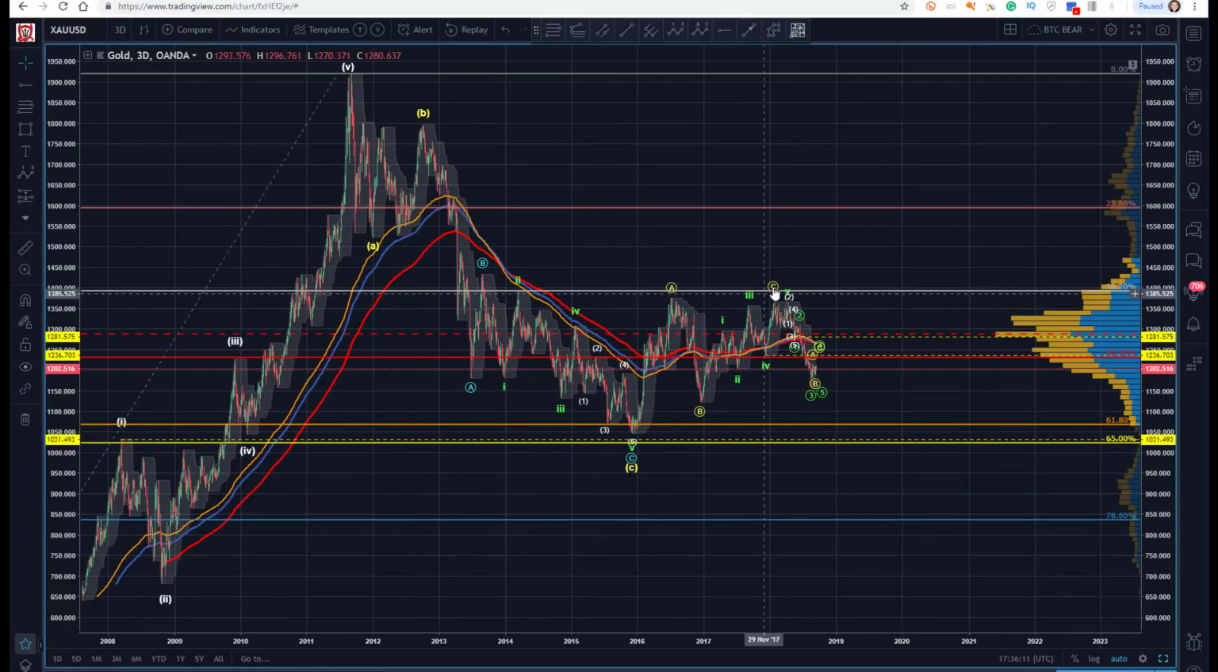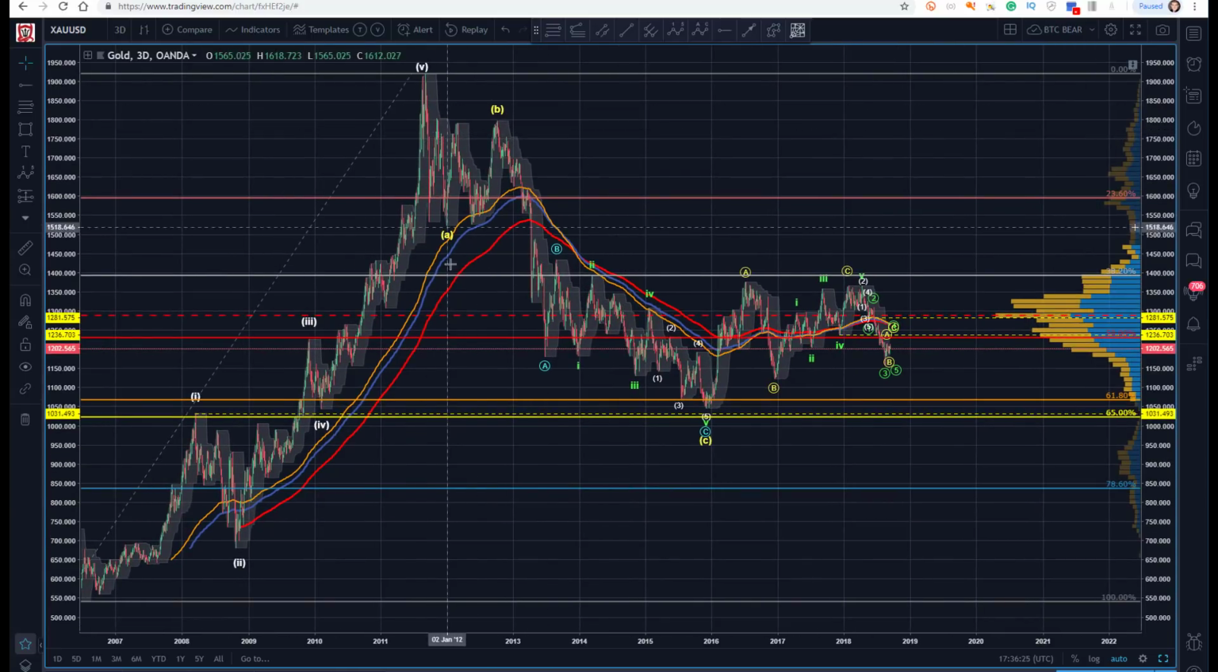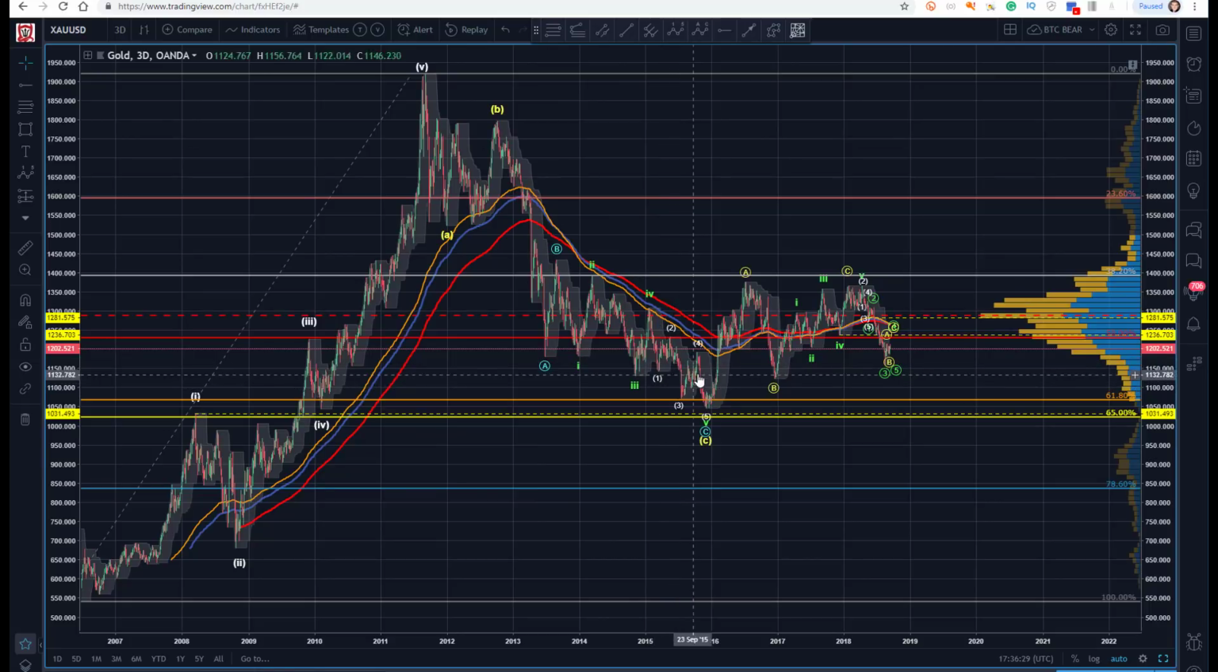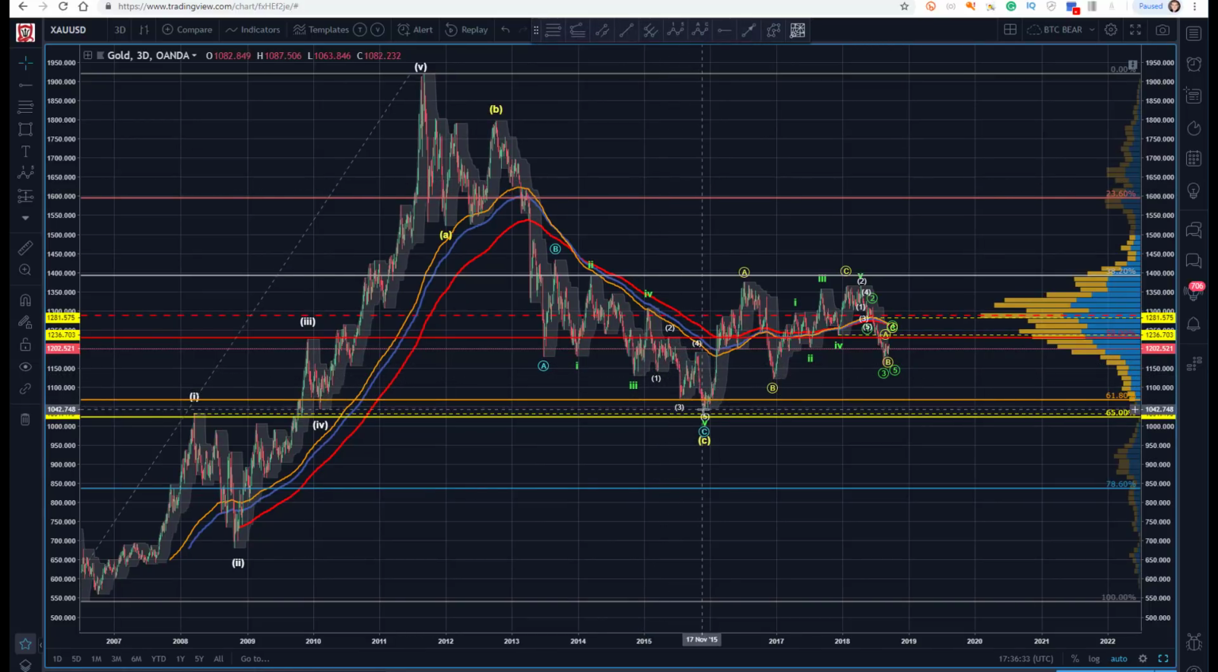Then you have to ask, if this is corrective, where does that leave us in the count? If this is an ABC that's completed down here right into the golden zone, what are we doing now? Potentially we have some sort of a combination. It's hard to say. We can look A, B, and then we go A, B, and then we get this very clear 5, and then I get a very clean ending diagonal in my 5th to give me this low. It looked fairly good coming off of that.